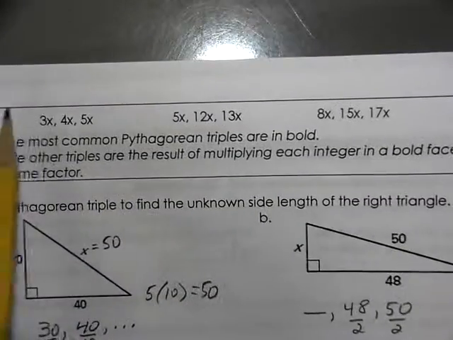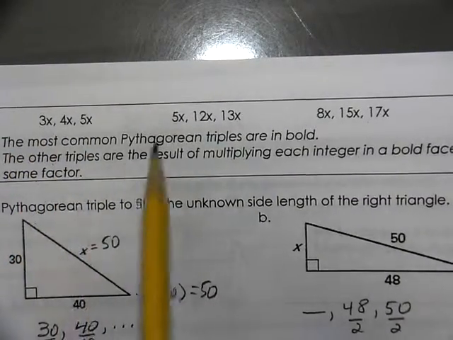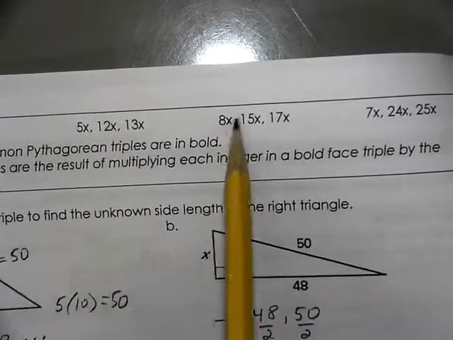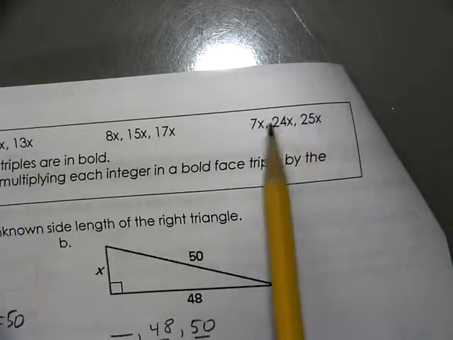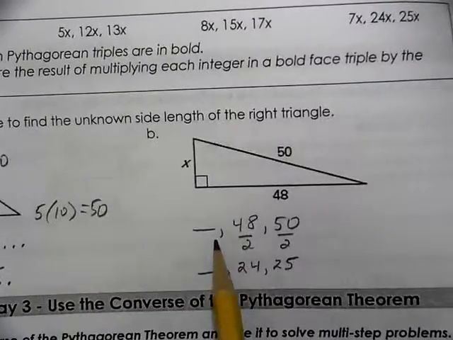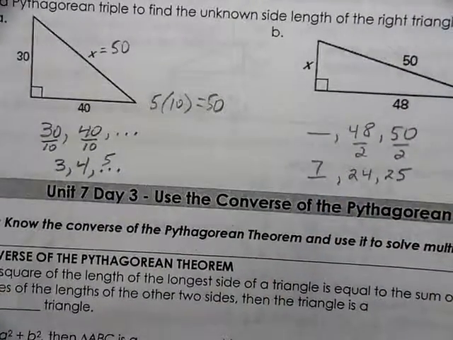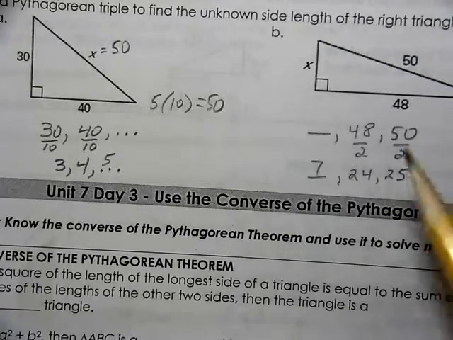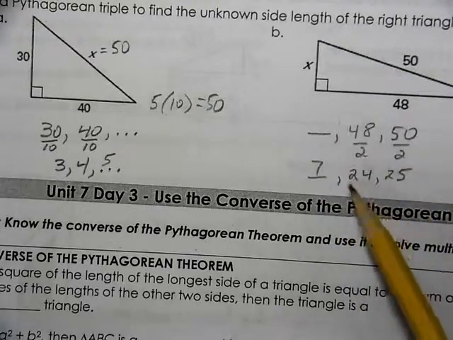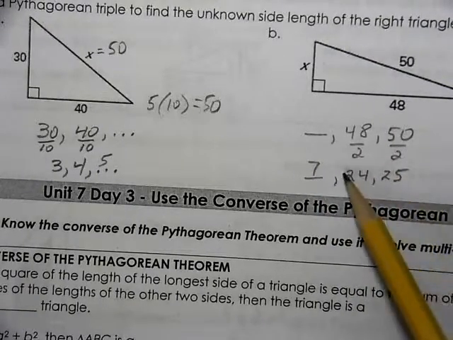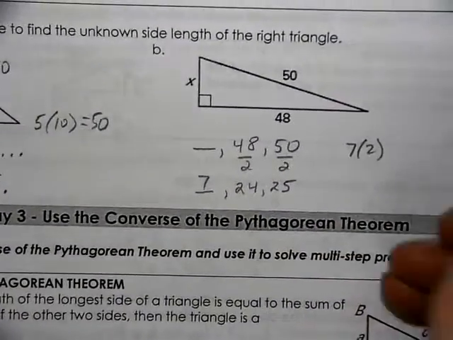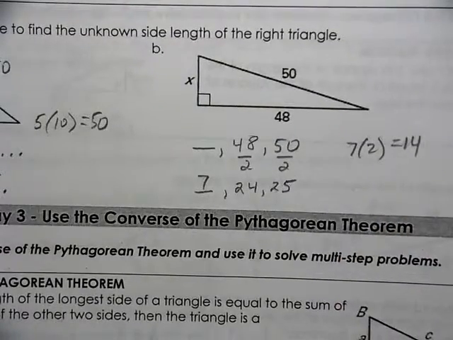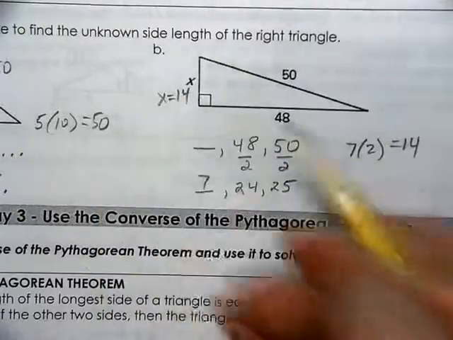So when I start to look at my list, 3, 4, 5, that didn't work. 5, 12, 13, 8, 15, 17, 7, 24, 25. So this number has to be a 7. So that's going to be the 7 to finish off the pattern. So now what do we do with this 7? Since we divided the other numbers by 2, we have to multiply. To get to the 48, to get to the 50, we have to multiply by 2. So 7 times 2 gives you 14. So x is going to be 14.